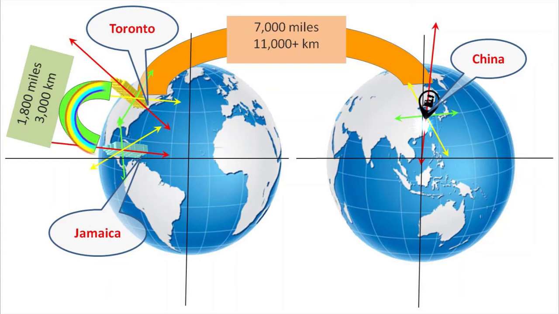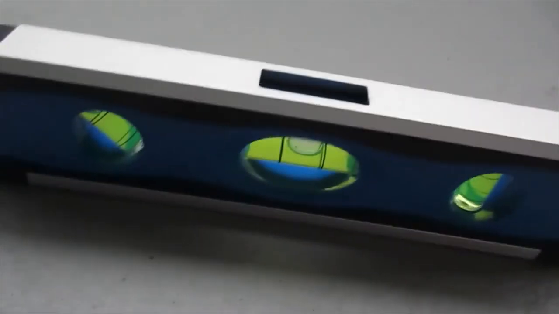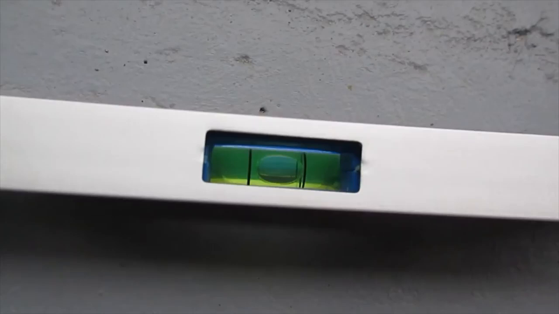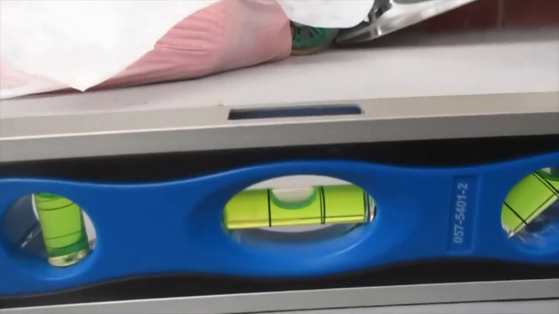So, now I'm going 1,800 miles, close to 3,000 kilometers, from Toronto, Canada to Kingston, Jamaica. Here I am on my balcony in Toronto. And from the side we see that the balcony floor is showing level. From the side, and on the top. And we move around to the other side. And it's still showing level.